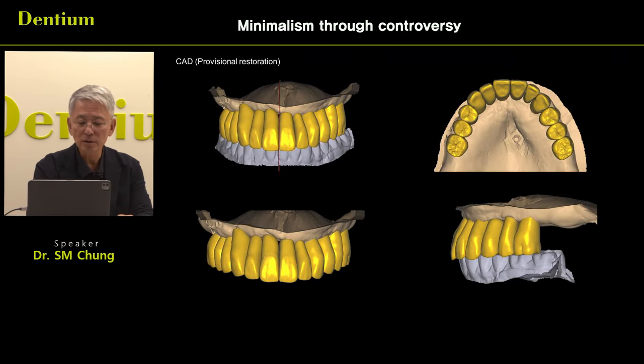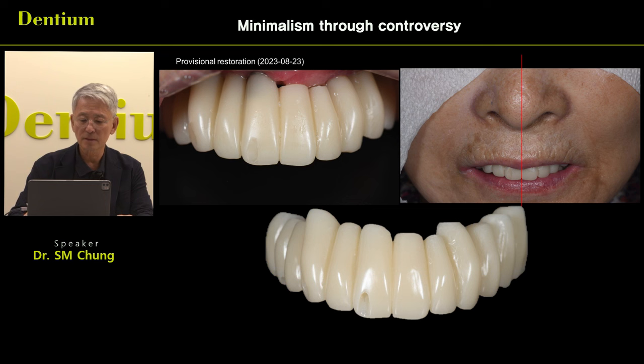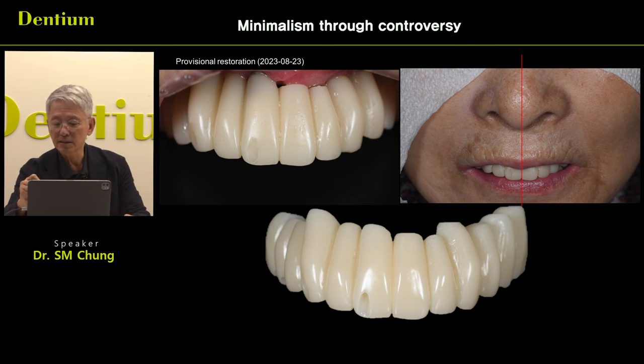Due to resorption of the bone, the crowns became longer. With that, we milled a temporary crown and inserted it into the mouth. With that, we can see that the midline is very correct, and it is in a good position.